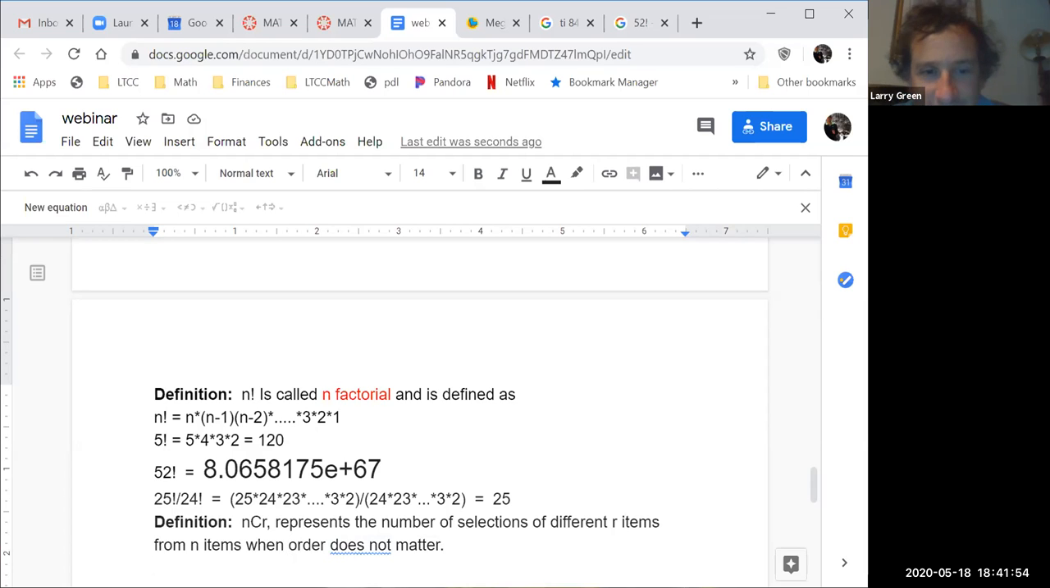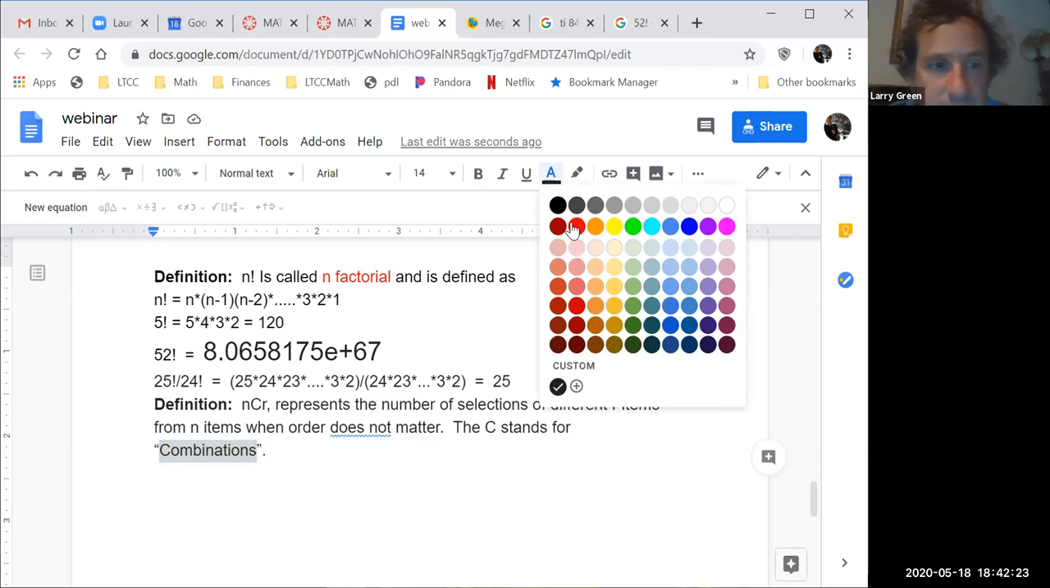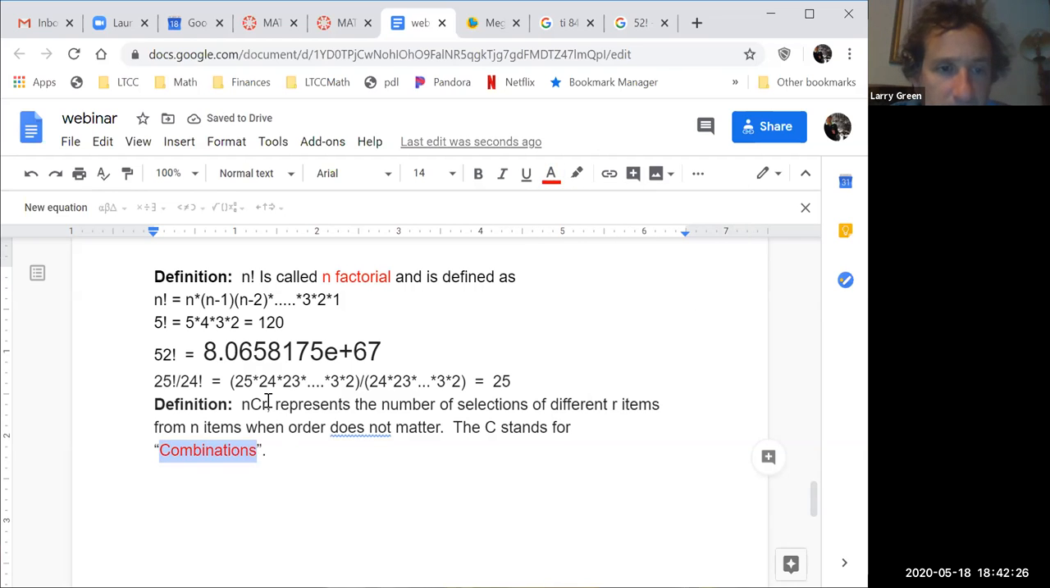I like "does not." It one doesn't. Okay. This is called the C stands for combinations. It's the total number of combinations you can get by selecting R items from N items. Any questions on this?